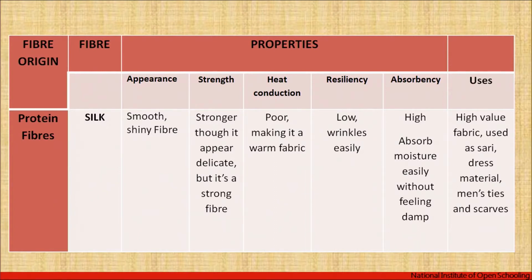The absorbency is very high, it absorbs moisture easily without feeling damp. Fibers which absorb moisture easily are more comfortable to wear compared to fabrics which have poor absorption properties. The end uses of silk fibers: high value fabrics are made of silk, used for saris, dress materials, men's ties and scarves, and silk is a very expensive and luxurious fabric, as we all know.